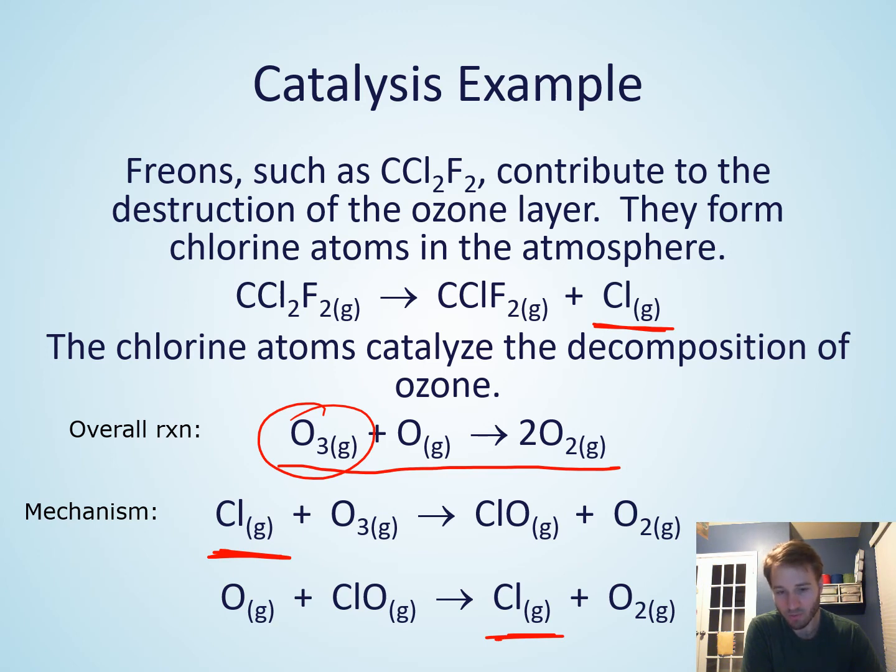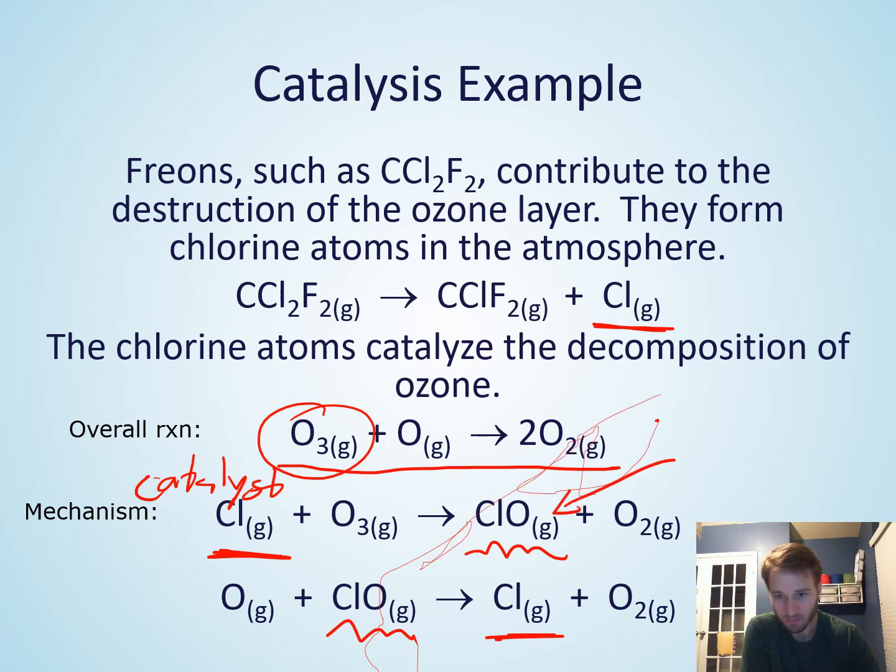So when this overall reaction takes place, the concentration of chlorine does not change, okay? This is a catalyst. Chlorine here is our catalyst. But notice here that ClO is produced and then consumed in the reaction mechanism. ClO here is an intermediate. So our ClO here is our intermediate, while Cl here is a catalyst.